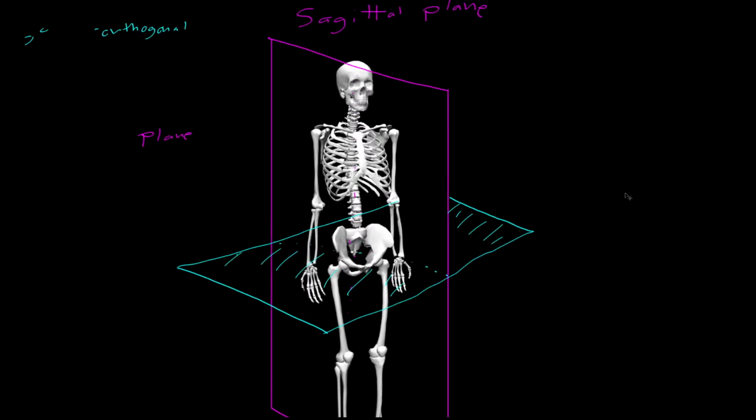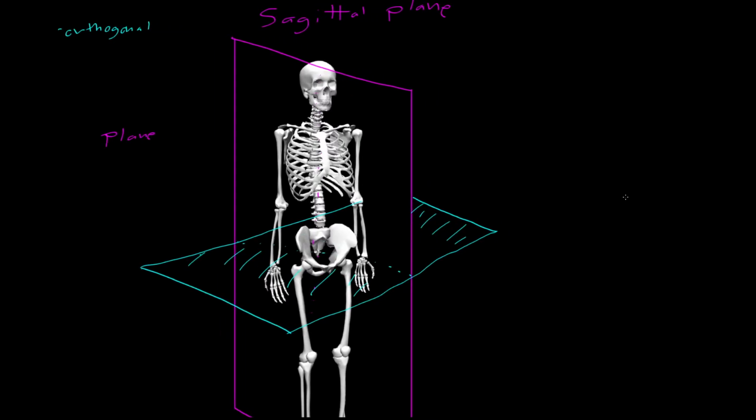horizontal plane, you would rotate in this plane if you were twisting your spine back and forth or shaking your head side to side, like, no. This is called the transverse plane.